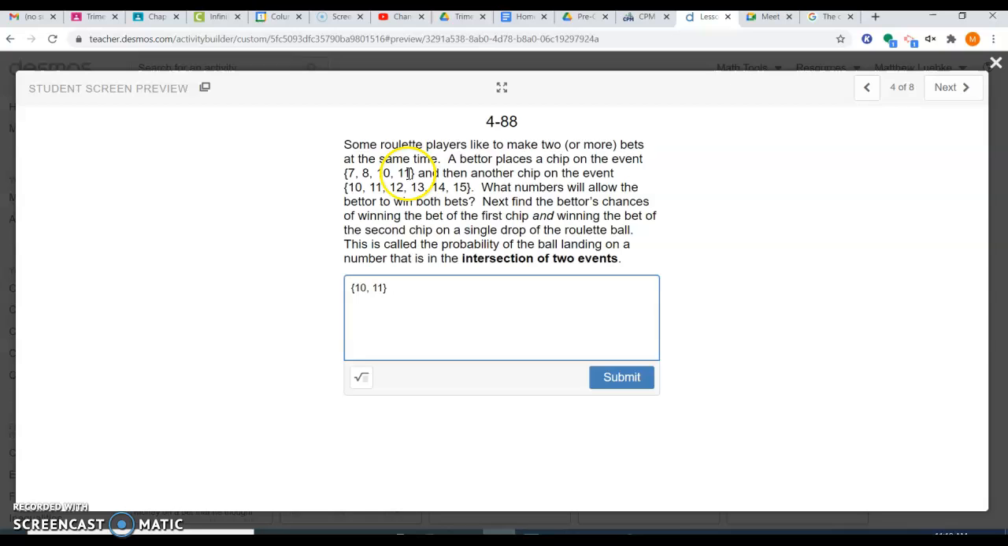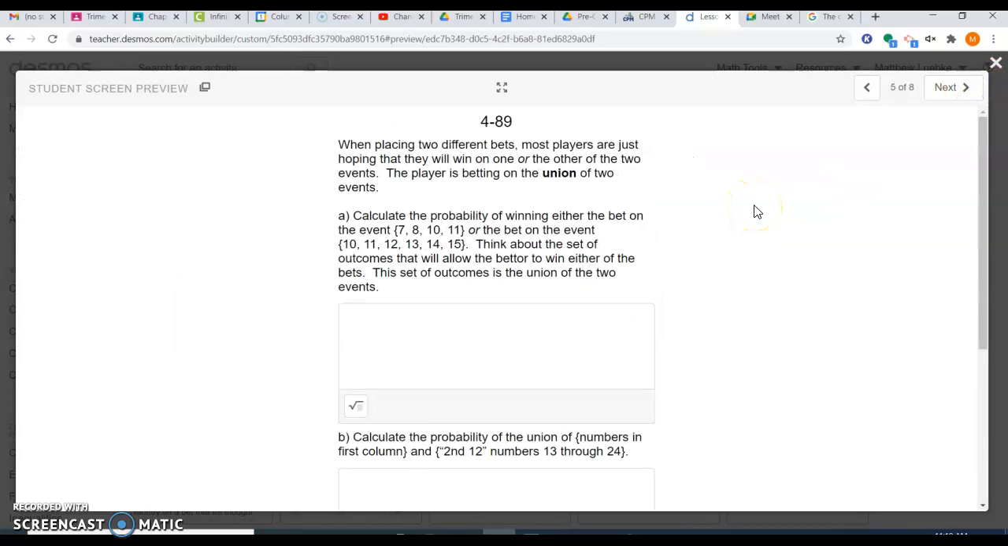11 is also included because 11 is in the first bet and the second bet. So if 11 hits, you would win both bets. And so we talk about overlap, where the numbers are repeated in both subsets. Okay, that's the intersection. I'm going to make one more for the union here.